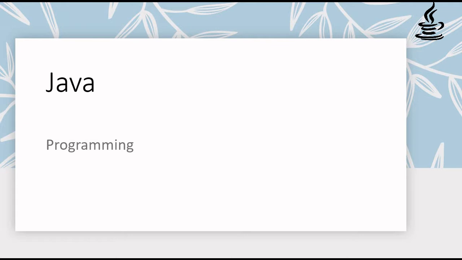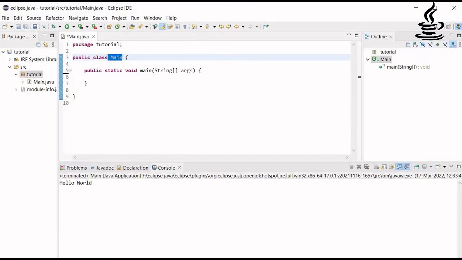In this session, we are going to see the general overview of the structure of a Java code. So here is our general structure. Let's understand them one by one in detail.